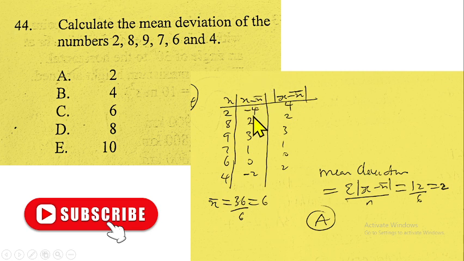So we can now tabulate it and get our x minus x bar. That means you have 2 minus 6, that gives us minus 4. 8 minus 6 is 2, 9 minus 6 is 3, 7 minus 6 is 1, 6 minus 6 is 0, 4 minus 6 is minus 2. Then find the absolute values of these deviations. That will give us 4, 2, 3, 1, 0, 2. Then we have to sum them together, that will give us 12 divided by 6, that will give us 2. So the mean deviation for this distribution is 2, and option A is the correct option.